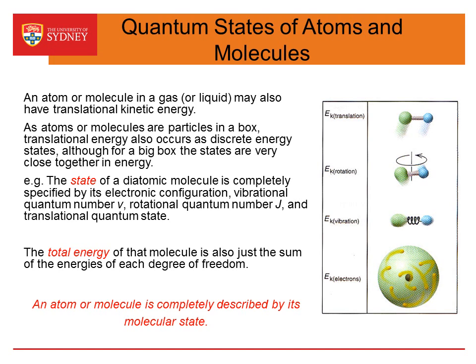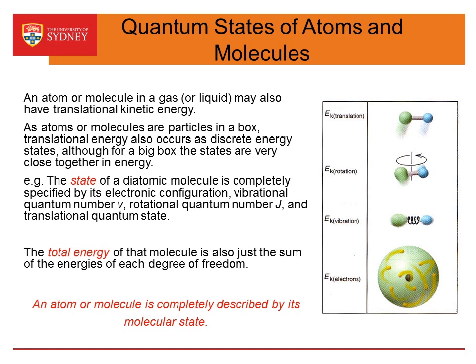The final kind of motion to consider is translation, which is also quantized into discrete states. An atom or molecule in a gas may also have a translational kinetic energy. As atoms or molecules are particles in a box, translational energy also occurs as discrete energy states, although for a big box, the states are very close together in energy. We'll actually recycle the particle in a box model used for delocalized electrons in CHEM2401 to describe the translational states of atoms and molecules next week.